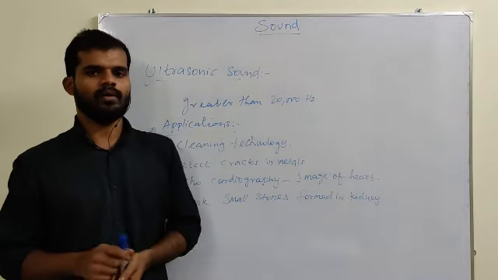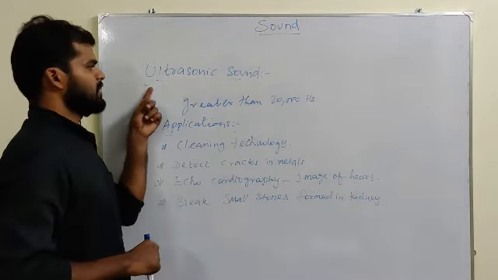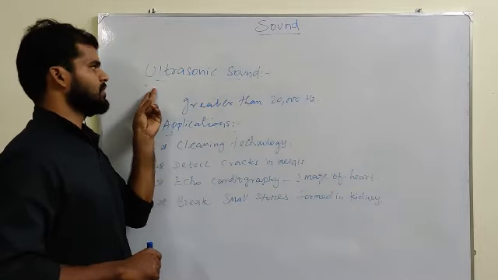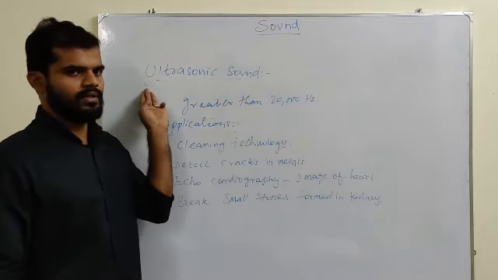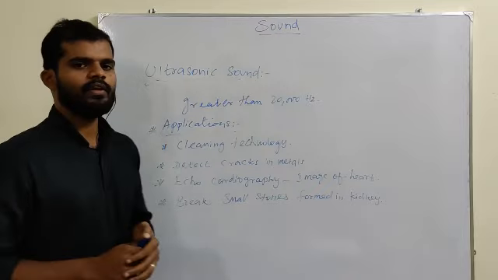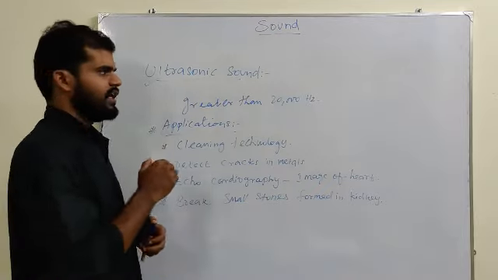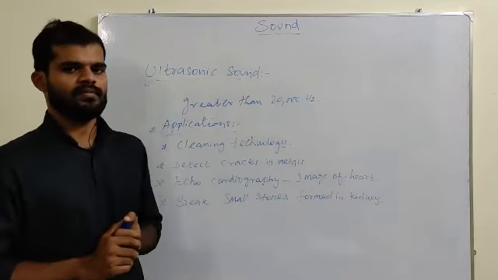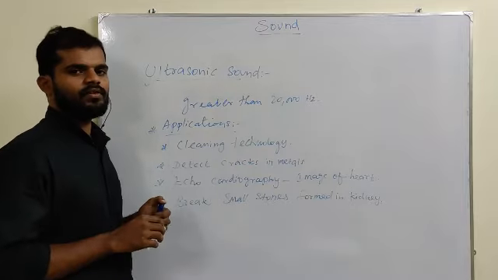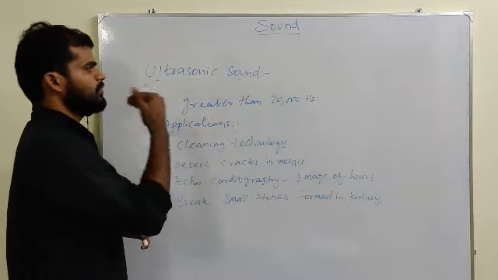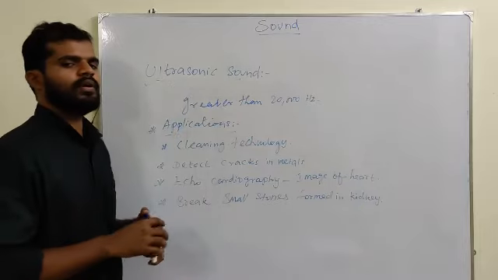Ultrasonic sound. We have three types of sound. One is audible sound, second one is ultrasonic sound, third one is infrasonic sound. So audible sound we know very well, a frequency between 20 Hz to 20,000 Hz. If it is below 20 Hz, it is called infrasonic, and above 20,000 Hz is called ultrasonic sound.